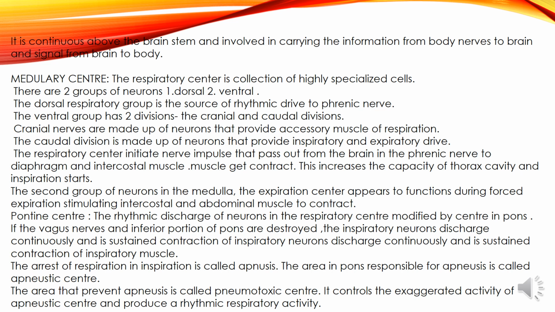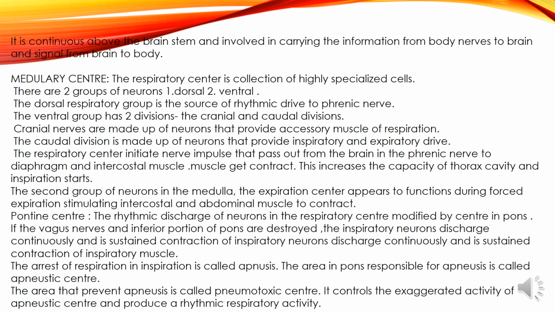Pontine center: the rhythmic discharge of neurons in the respiratory center is modified by the center in the pons. If the vagus nerves and the inferior portion of the pons are destroyed, the inspiratory neurons discharge continuously, and there is sustained contraction of inspiratory muscles. The arrest of respiration in inspiration is called apneusis. So you need to learn the term.